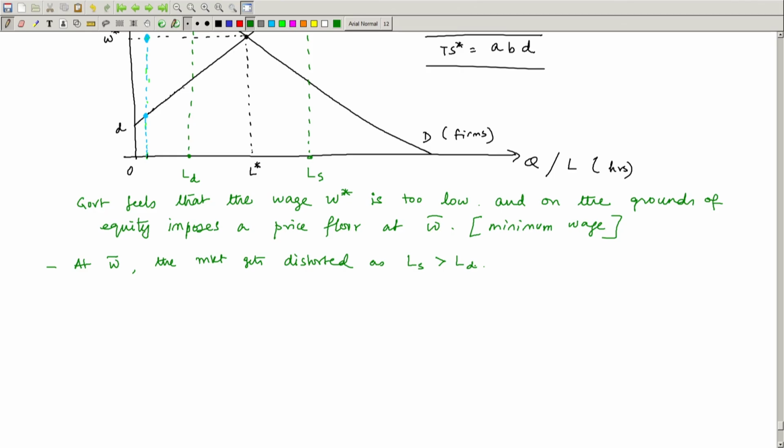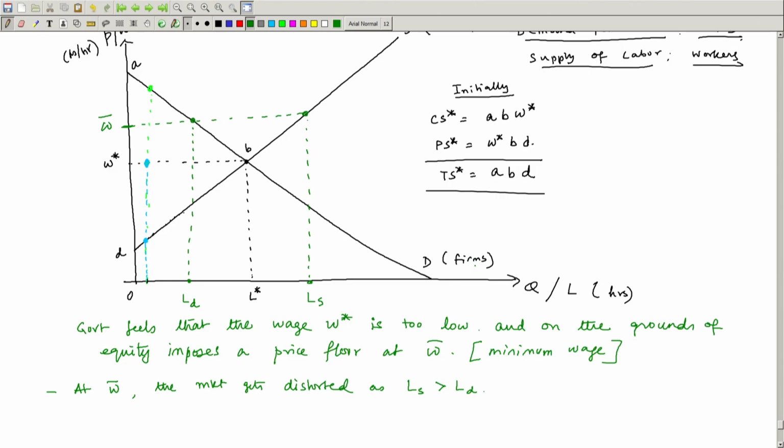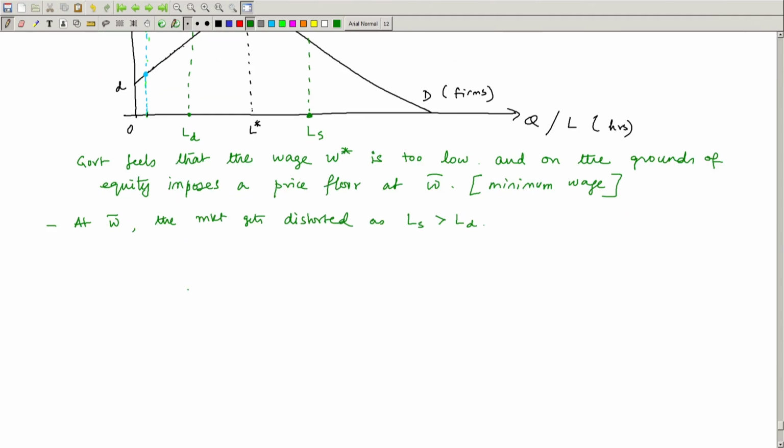So, again now we need some rule. So, more number of workers are available than what the firms need. So, we need some rationing rule to allocate these LS workers across the LD firms, right. So, there is an excess supply of labor.